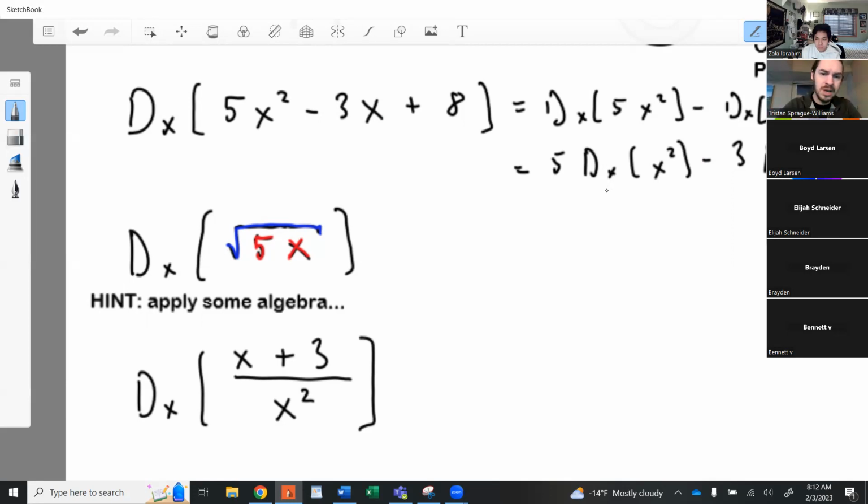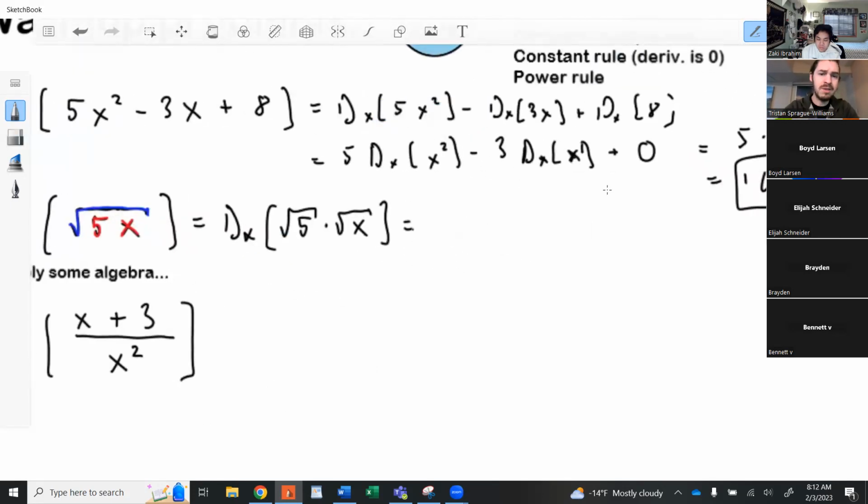But for now, we can apply a little algebra before we do anything with derivatives. If you're taking the square root of two things multiplied together, square roots distribute over multiplication. So you get the square root of the first thing times the square root of the second thing. The square root of 5 is just a constant, so we can use the constant multiple rule to pull out the square root of 5. And now we just have the square root of x.